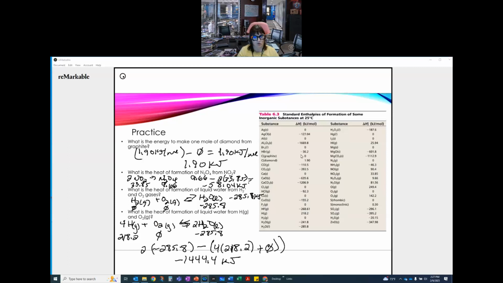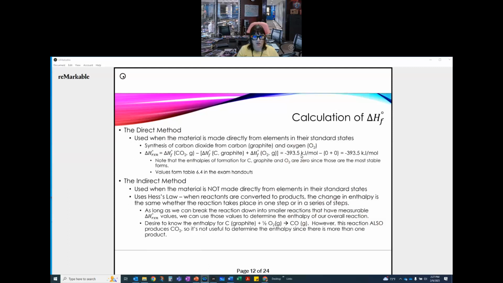So questions about that? Hopefully not. So calculation of delta H of F. Now, the direct method is what we have been talking about. Okay, so delta H of F for CO2 gas minus the delta H of F for the C graphite plus delta H of F for O2. That's how we've been doing this.